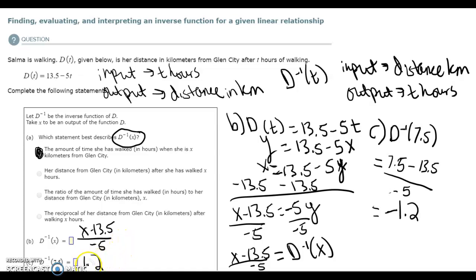So that would be how many kilometers. Sorry, we're misthinking this. That's not how many kilometers she went. Our output is now time. So she walked 1.2 hours to get to 7.5 kilometers. So this would be 1.2 hours.